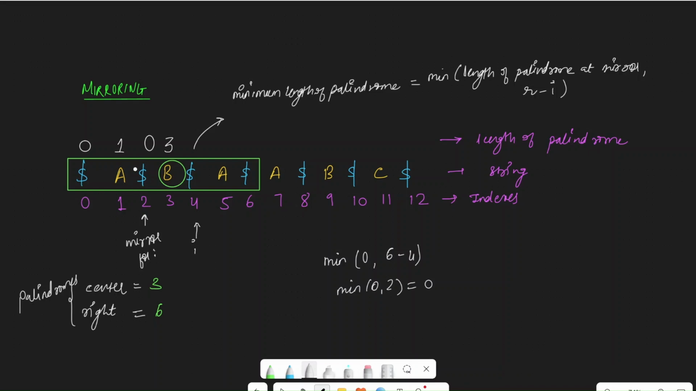Why are we not just taking the length of palindrome which was here as the minimum length? The reason being, we don't want to go outside of the boundary. Suppose it was 3 over here for some reason.